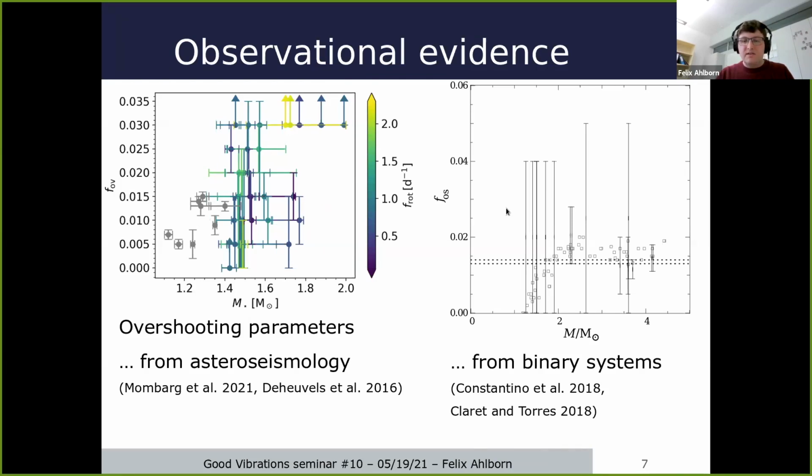Similarly, on the right, I show results for eclipsing binary systems. Again, for the binary solution, you can determine an overshooting parameter, which is again shown as a function of the stellar mass. Although the error bars are quite large, you can see that still most models require a non-zero overshooting parameter, and that this seems to be also increasing with stellar mass. So from these kinds of studies, you can see that there is a need for convective overshooting.